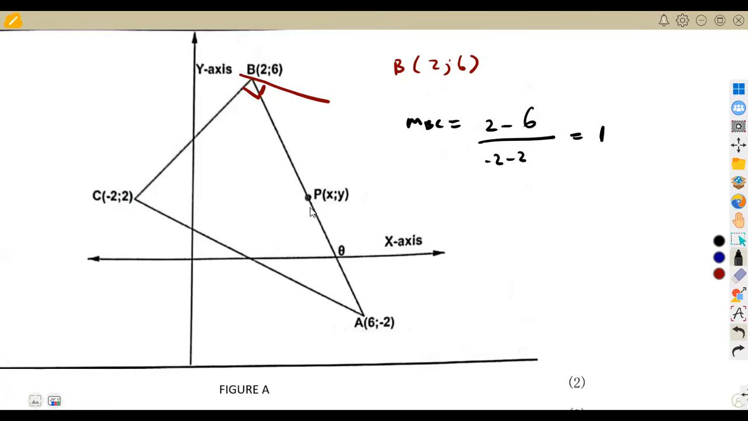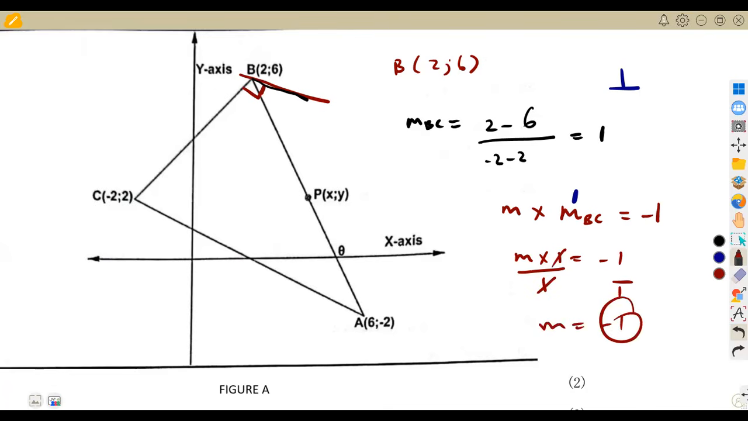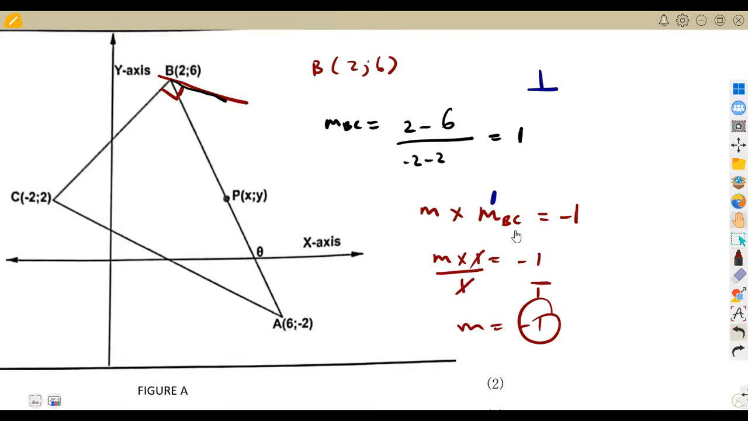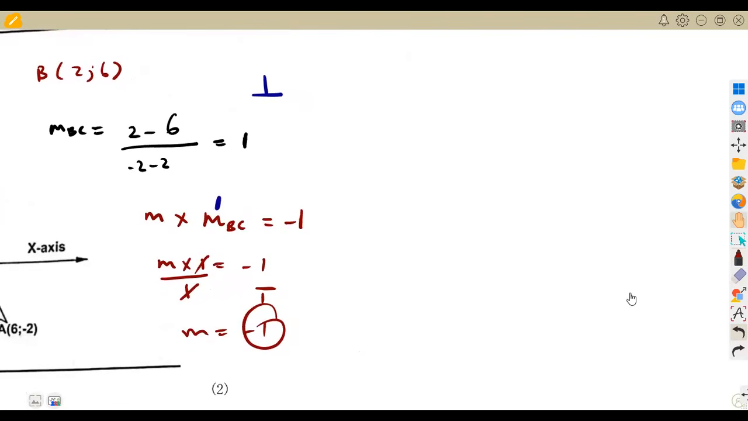But remember, the line whose equation we want to calculate and this one are perpendicular. So if they are perpendicular, the product of their gradients, which is the gradient that we want times the gradient of BC that we have, must give us -1. And we have that the gradient of BC is 1. So it means our m was going to give us a -1. If we divide by 1 both sides, this gives us m, which is -1. So the gradient of the line is -1.